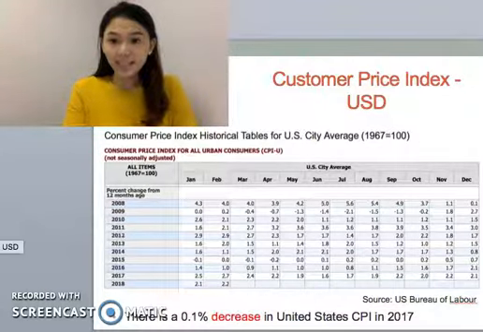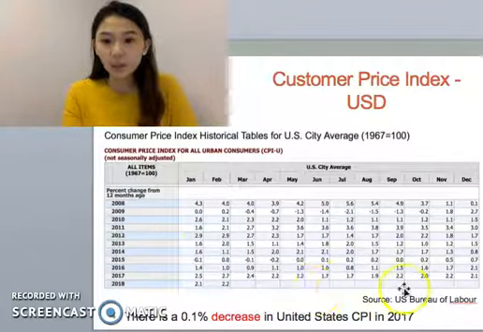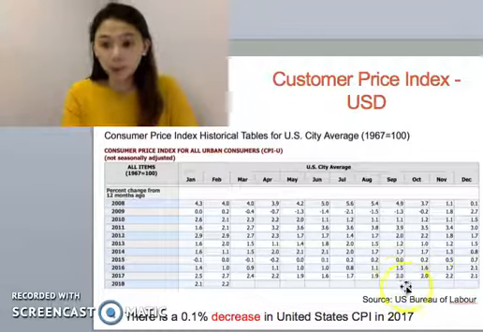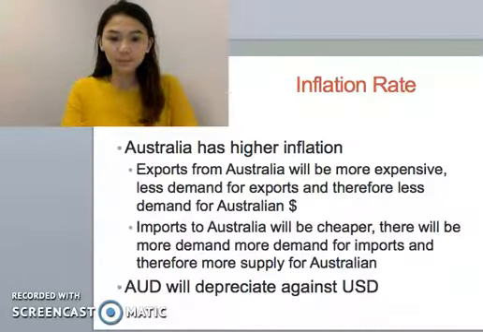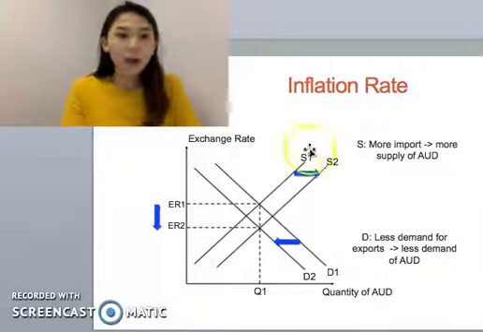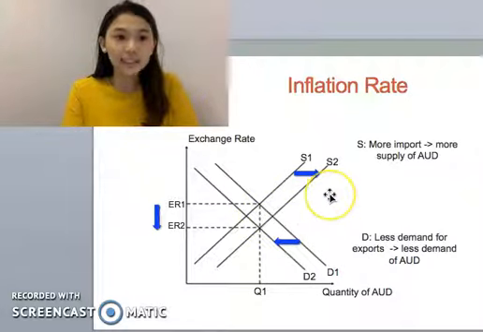While for the United States, the data that we got from the US Bureau of Labor shows the consumer price index in September 2017 was 2.2%, and then it decreased by 0.1% to 2.1% in December 2017. So, as we can see on the graph, Australia has a higher inflation rate than the United States.